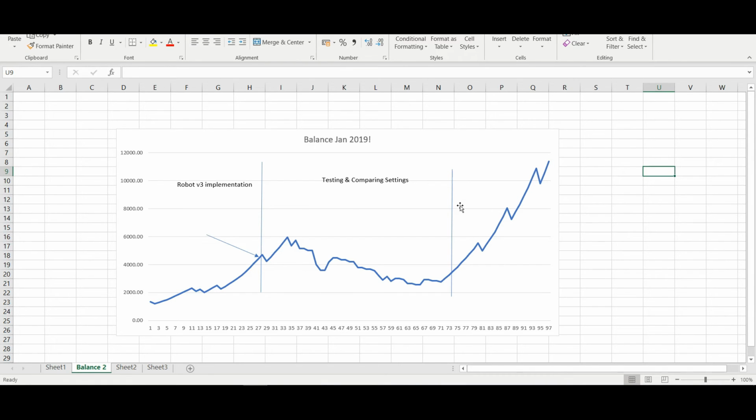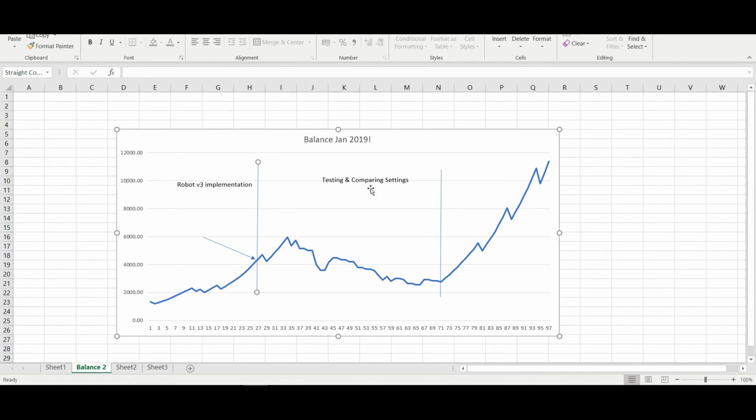So yeah, and this is my new balance chart. Let me edit it. I've just updated the balance chart. I think it's about here. Yep. So a new peak is formed at 11.3.